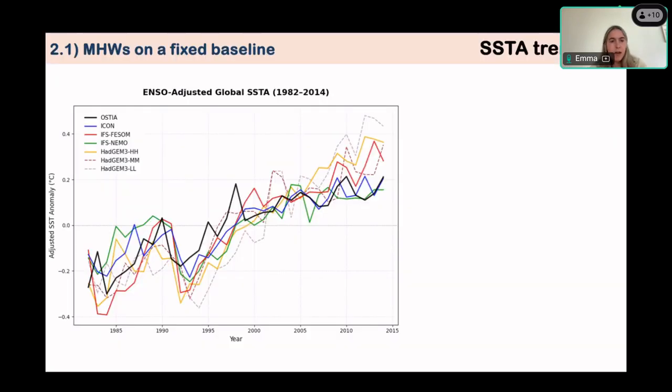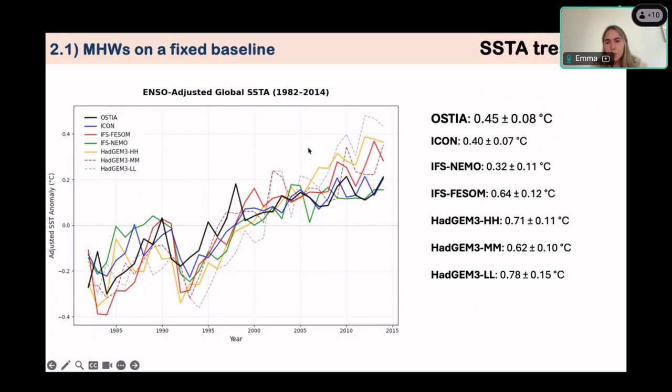Then we look at marine heat waves on a fixed baseline. So we move on from the SST anomalies to marine heat waves. And what we're looking at here is the warming trend of the SST anomalies over the period of study. For observations, we had that between 1982 and 2014, Ostia had an increase of 0.45 degrees Celsius. ICON and IFS NEMO match this warming trend very well.